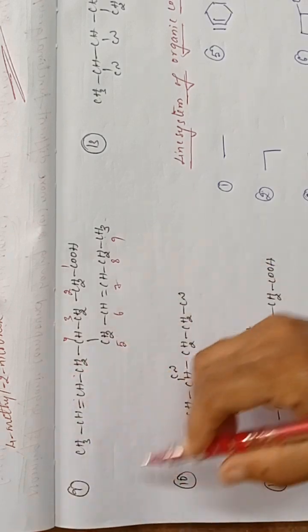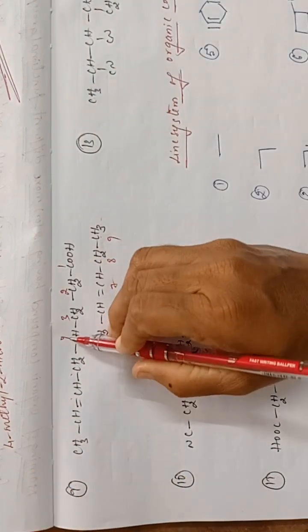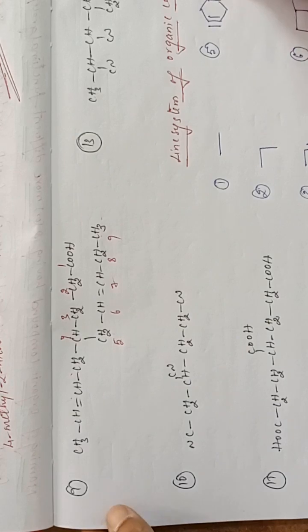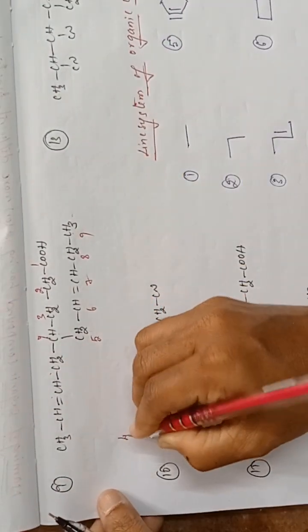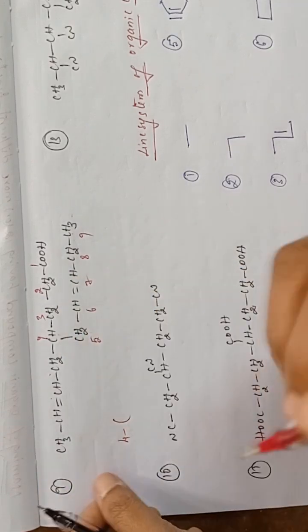This is the substituent, students. Understanding? It is attached to the fourth carbon. Now how to write the name? See here. At the fourth position, this substituent is there. Right, here 4 hyphen bracket, right?